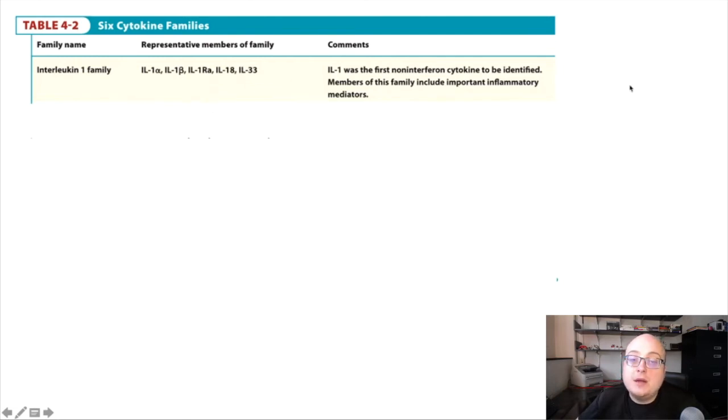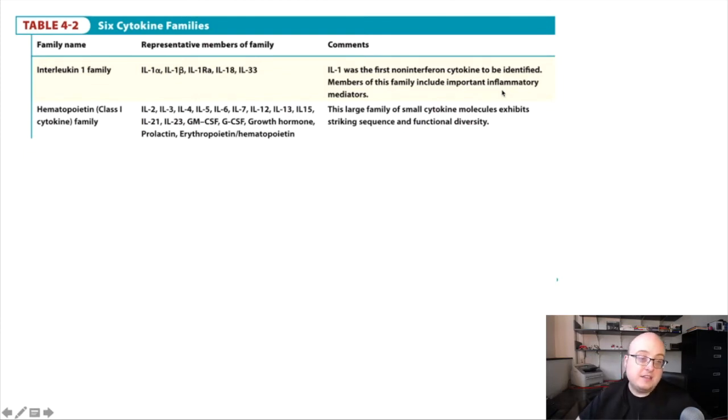And a big idea about the IL-1 family is that they are very strongly pro-inflammatory cytokines. So they induce really strong inflammatory responses. And we'll talk about each of the families of cytokines kind of on their own terms in subsequent lectures. Right now, we're really just introducing the families, but that's one big takeaway from the IL-1 family.